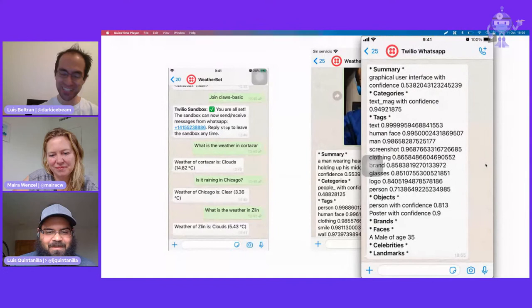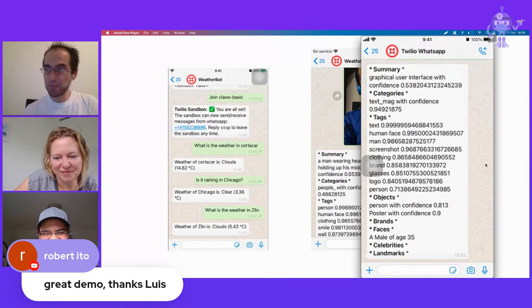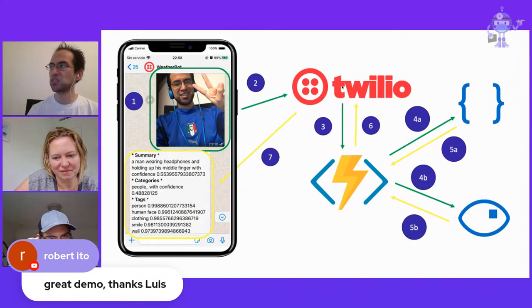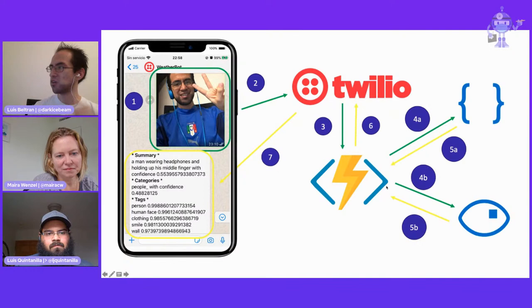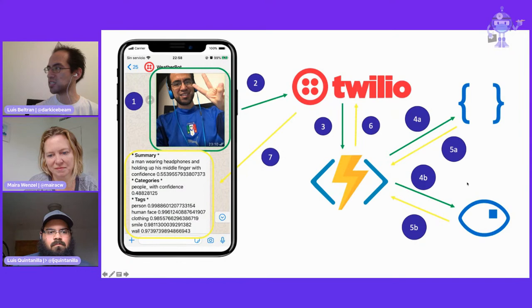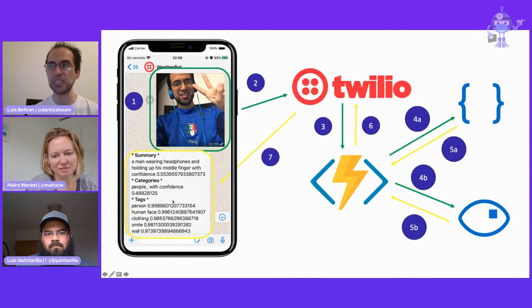So yeah, the idea here, basically, you saw it. When we provide some message, it goes to the Twilio service, and it sends requests to our Azure Functions. If it is text, it goes to the LUIS service. Otherwise, it goes to the computer vision service. Regardless of this decision, it will build a response and send it back to our users in the same platform. And yeah, basically it's that.